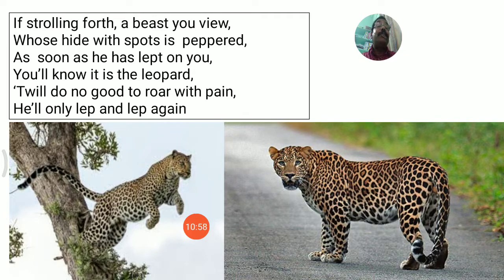It will jump and jump again. It will attack you the more. So that is how you can identify a leopard. First, you find whether the creature has black spots, pepper-like black spots on its body, and the moment it jumps on you, it leaps on you, you can identify it to be the leopard. And it will not help you in any way to roar with the pain, because the leopard will leap and leap again. It will attack you the more.